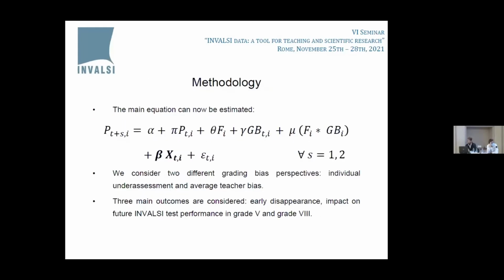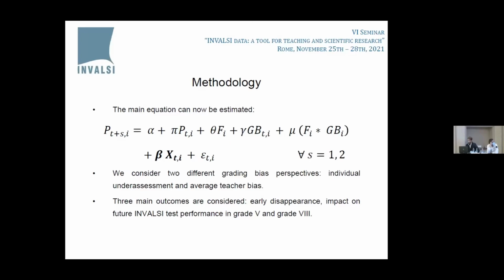So this is the main equation that we want to estimate. The dependent variable is the performance in a future period, which can be the second period of observation if you want to see medium-term effects, or can be the third period of observation if we want to see more long-term effects. While all the independent variables pertain to the first period of observation. So we control for the performance in the first period, the objective performance, the INVALSI one.